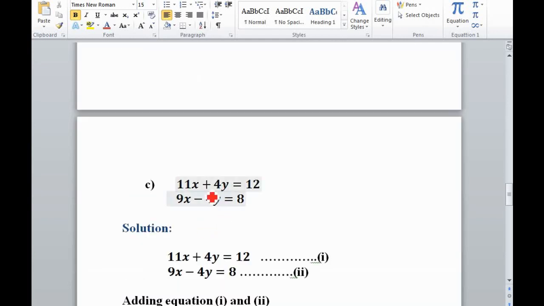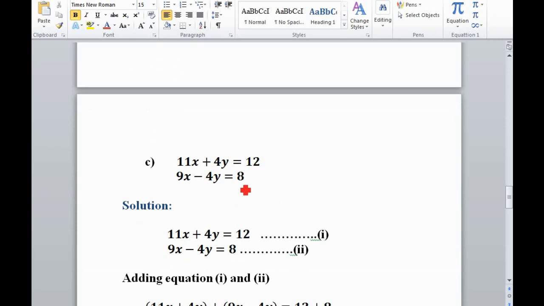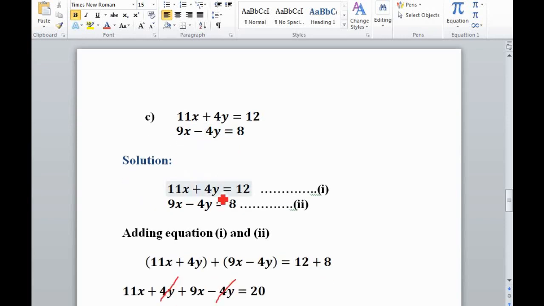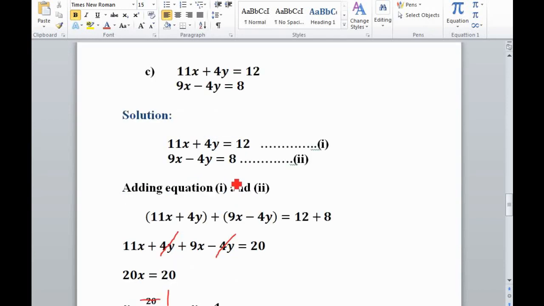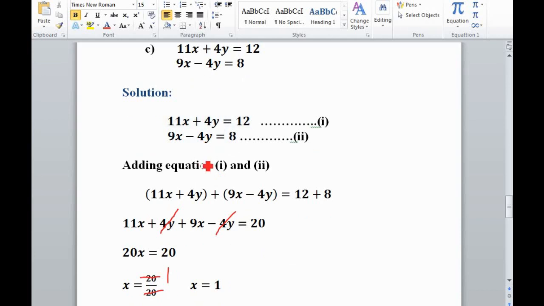The third part of this question is 11x plus 4y equals 12 and 9x minus 4y equals 8. Again we have two linear equations in different variables x and y. So let's label this first equation as equation 1 and the second equation as equation number 2. Again we have the same coefficients of the variable y in equations 1 and 2. So let's add these two equations.